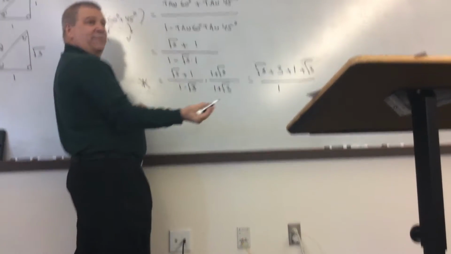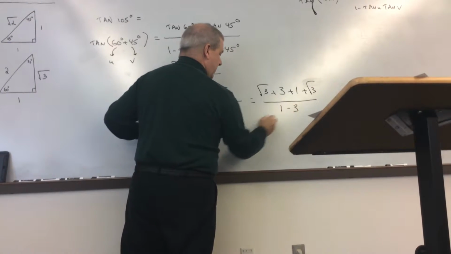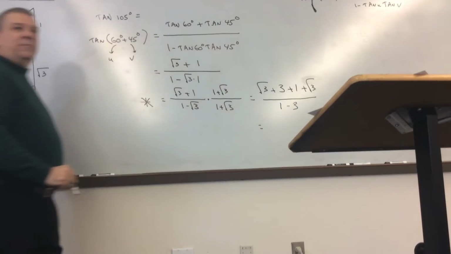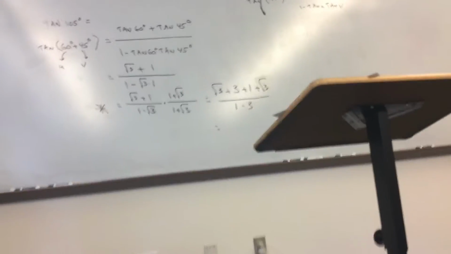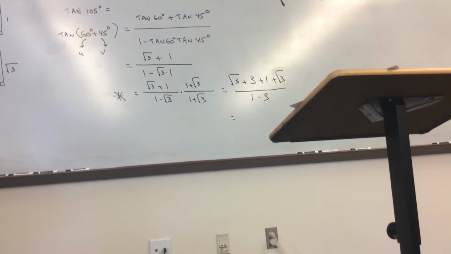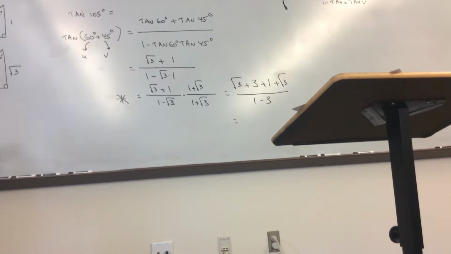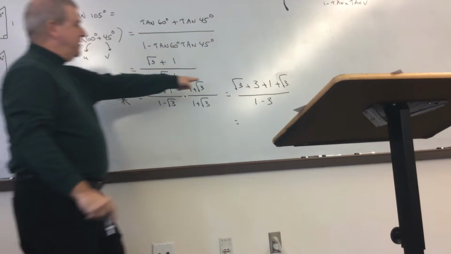Minus square root of 3 times square root of 3. Dave? Negative 3. Not done yet. Somebody, add like terms in the numerator. This is all freshman algebra, fellas. That's why this should go pretty quick. Add like terms in the numerator.